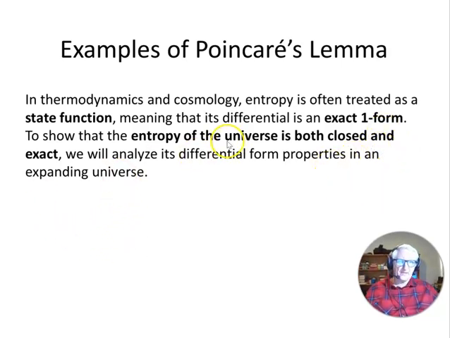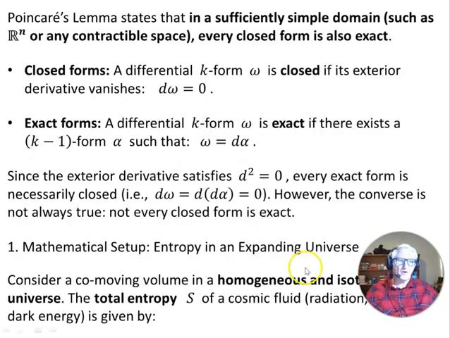Now, to show that the entropy of the universe is both closed and exact, we will analyse its differential form properties in the expanding universe. All right, so let's restate Poincare's lemma before we look at an example. Poincare's lemma states that in a sufficiently simple domain, such as Rn, or n-dimensional Euclidean space, or in cosmology that's going to be time plus Euclidean, or any contractible space, every closed form is also exact.